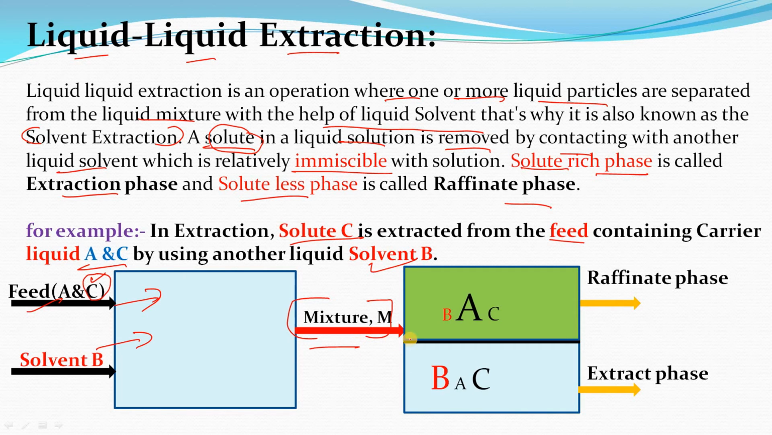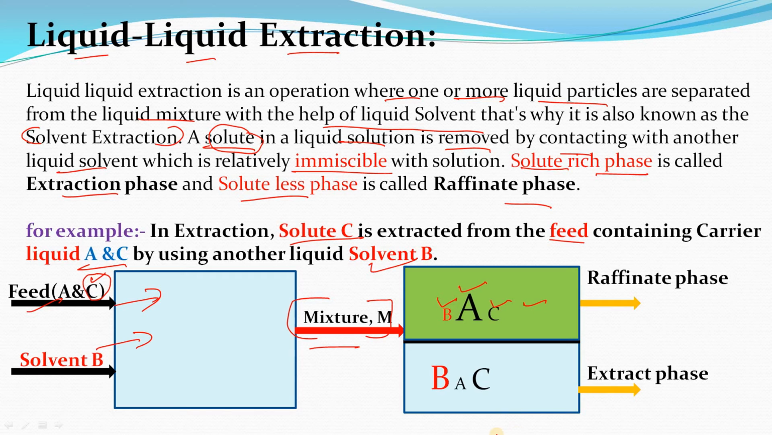Okay, after the extraction, in the raffinate phase the concentration of A is higher, the concentration of B is less, and the concentration of C will also be less. I'm not saying that it is completely immiscible. It will not be completely immiscible. You will see some concentration in the raffinate phase as well. In a calculation we can avoid that, but in industry we consider that, right?